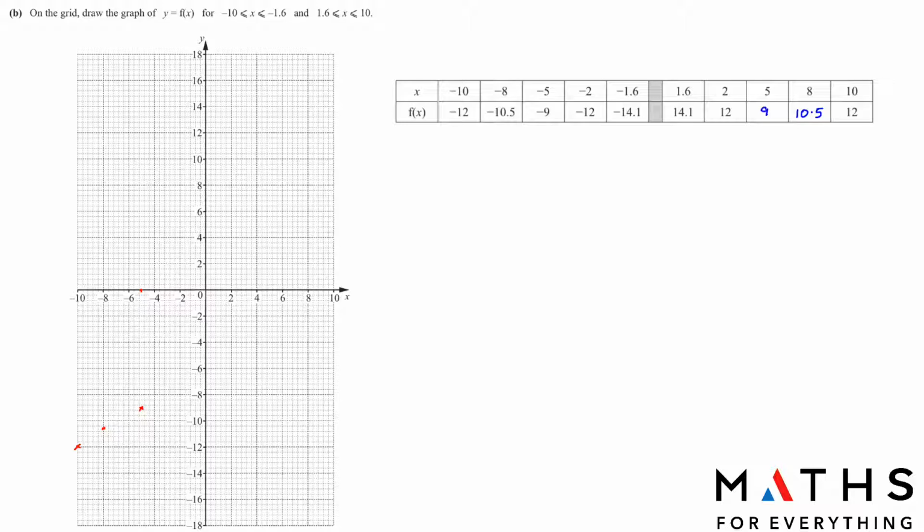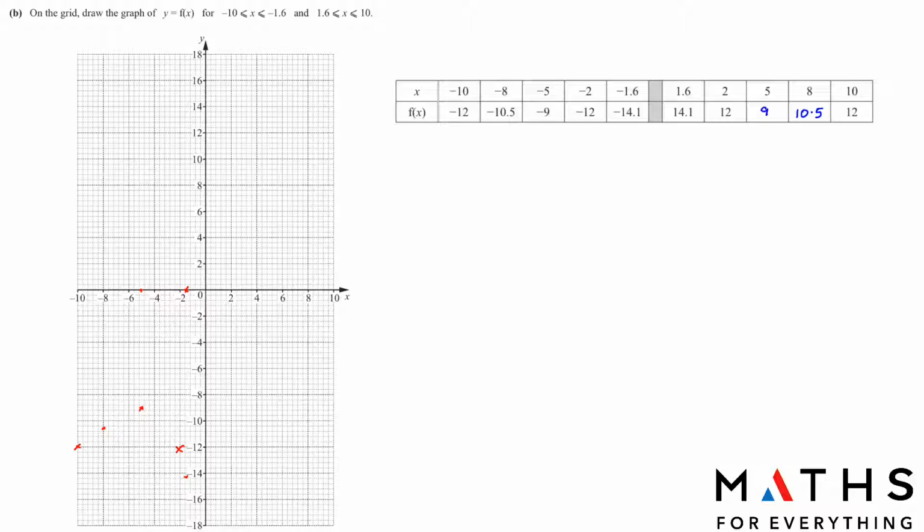And then we have x negative 2, y is equal to negative 12. That was an easy one. And when x is negative 1.6, we know that each square is 0.4, so keep counting. 0.4, 0.8, sorry, 1.2 it will become, and negative 1.6 is here. And the corresponding y value is negative 14.1. So that will be somewhere here.